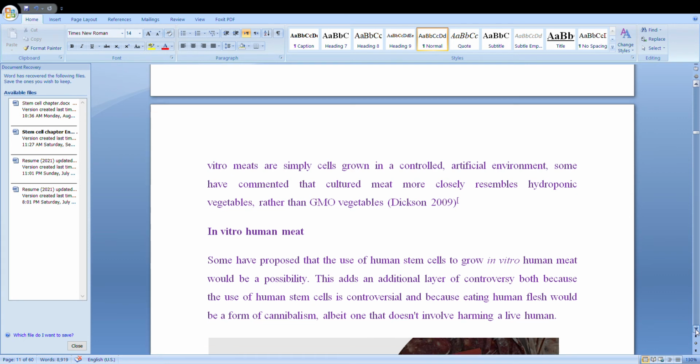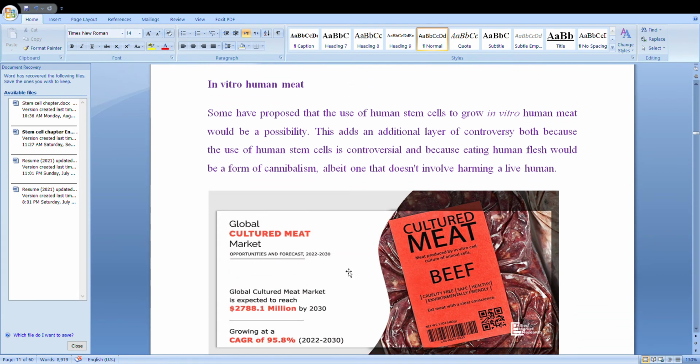Dixon 2009. We can also now produce in vitro human meats. This is the beef meat, and this is also human meat, also for organ transplantation or organ replacement. In some cases, for the human body, sometimes there is a lack of cells, of muscles. In that case, it can be used immediately.